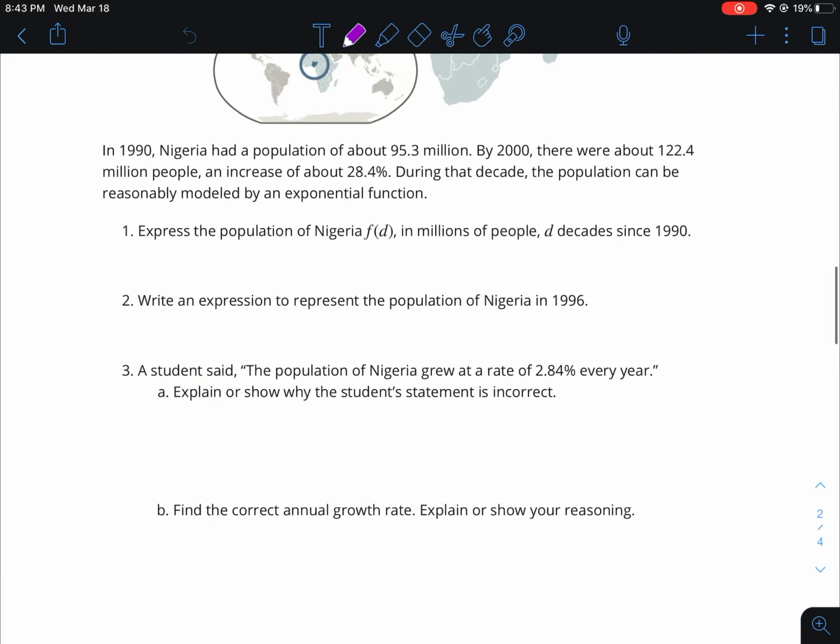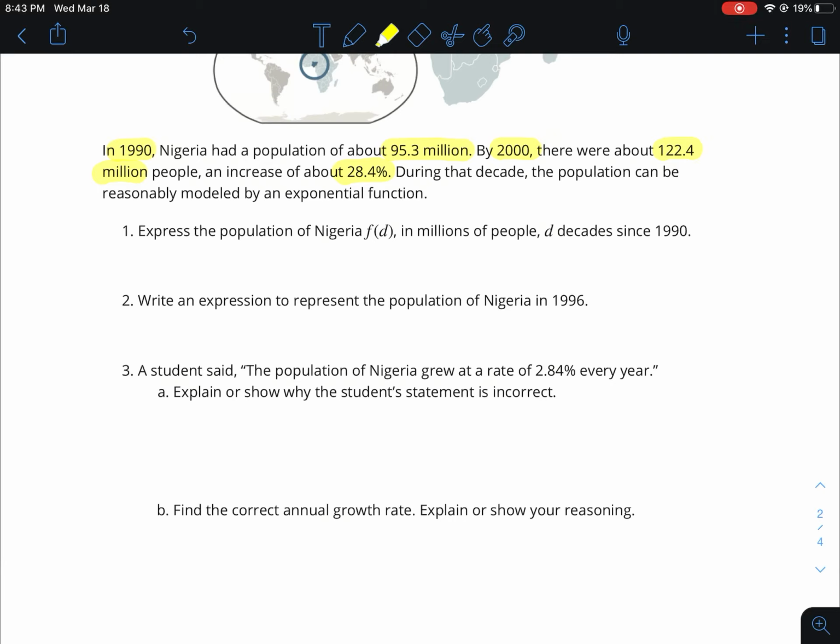So in 1990, Nigeria had a population of 95.3 million. By 2000, there was a population of 122.4 million, which was an increase of 28.4%. During that decade, the population can be modeled by an exponential function.